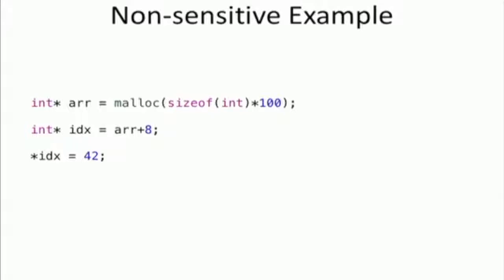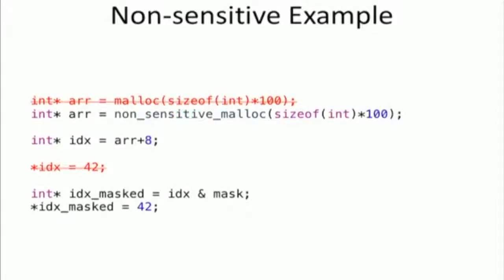Now for a non-sensitive object, so anything that hasn't been of the annotated type, we again replace the malloc, but this time we put in the non-sensitive malloc, which ensures that the object will be allocated below the boundary. And then when we dereference a pointer that's non-sensitive, we have to ensure that it doesn't point up into the sensitive region. One way of implementing that is using a mask, as shown here, where we clear the upper bits so the maximum value of the pointer is below the boundary after it's been masked. And then we allow the pointer dereference to happen.